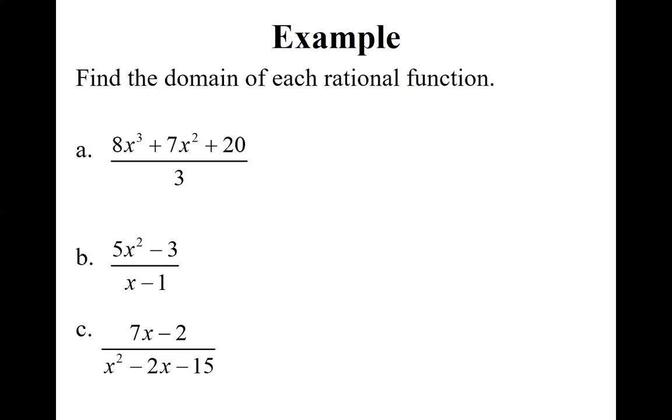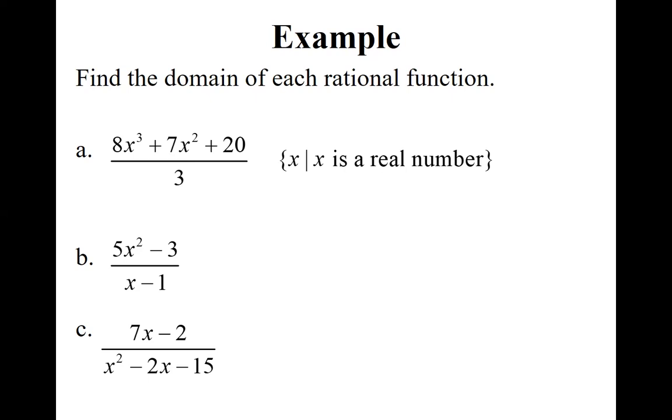Let's look for the domain of each rational function. We find the domain, in other words, what we can have for x, by first finding what we can't have for x. And in a rational expression, what we can't have is 0 on the bottom. In A, there's no way to get 0 on the bottom. There's no variable in the denominator with that 3. So the bottom will always be 3. It'll never be 0. There are no restrictions on A. So the domain would be the set of all x such that x is a real number.